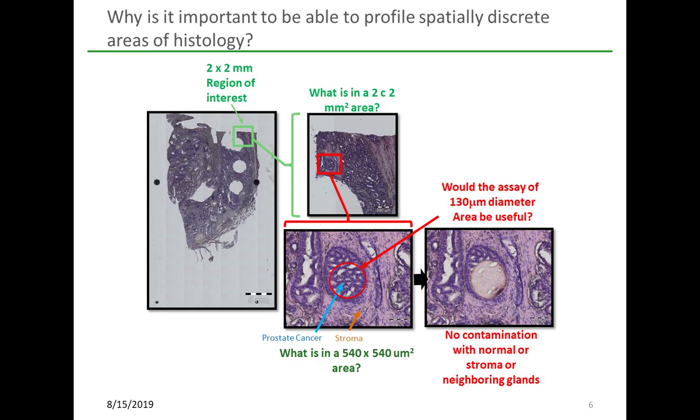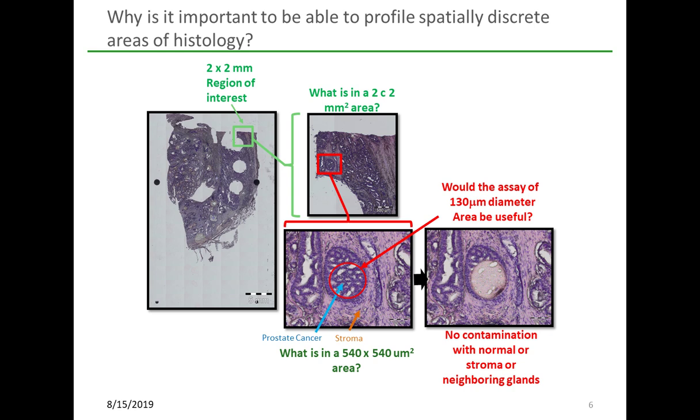But if you go back to the prostate example and look at that tissue section, and you have a 2 millimeter squared area, and then you go down even smaller than that into a 540 micron squared area, you see here you have a gland surrounded by stroma. The blue arrows indicate where the gland is, the orange is the stroma, and you have other glands there. And so would you be able to get the information you need if you had, let's say, a 130 micron diameter area, which is circled here in red, just looking at the gland without any stroma cross-contamination? So that's the type of question to ask.